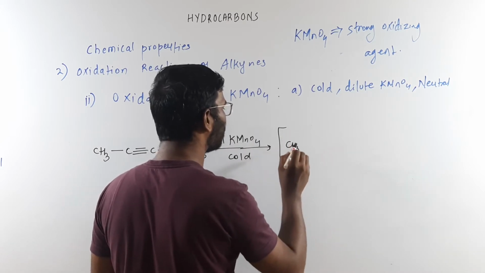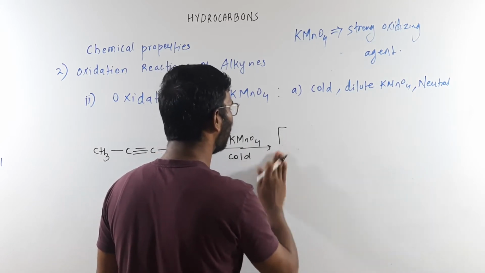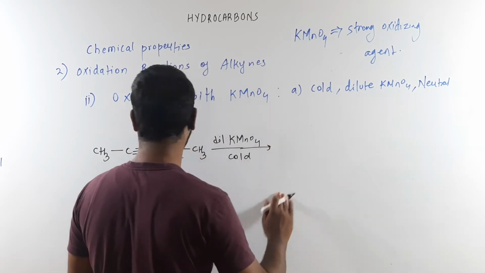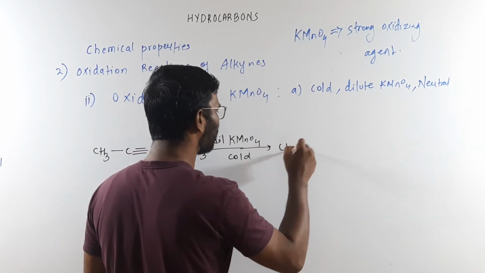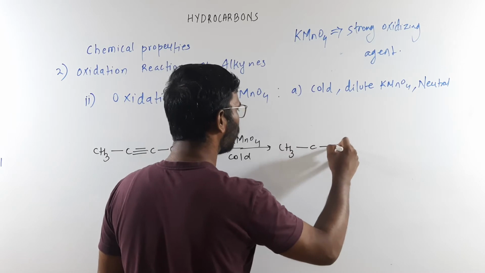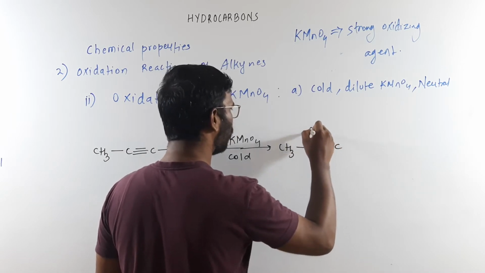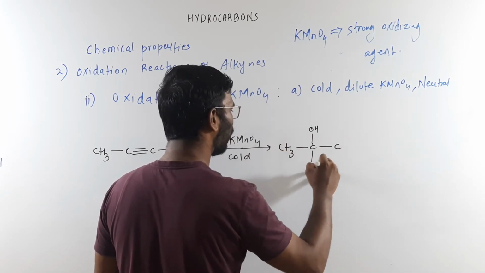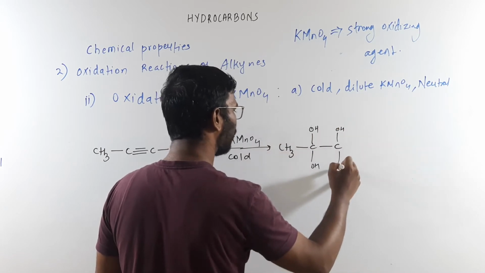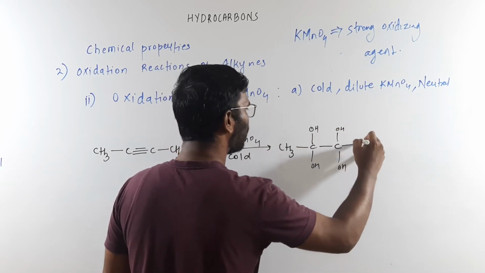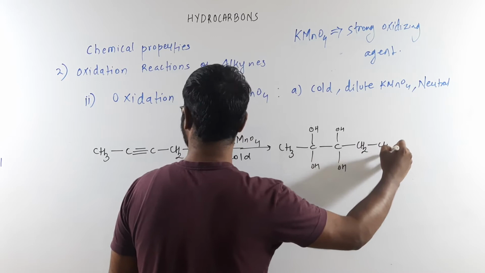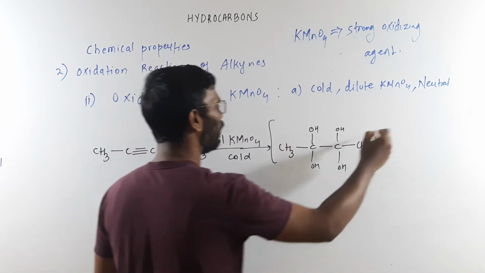this will be the intermediate step. I will directly write the final step, but let's write the intermediate step also. That is not so important, but I will just show. Here there are OH, here also there is OH, and this is CH2 and CH3. This is the intermediate step.